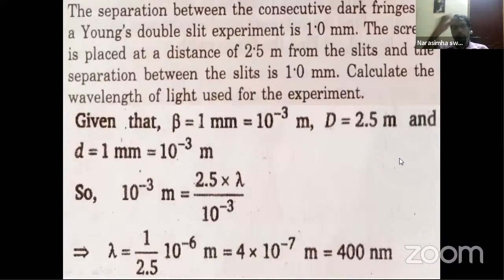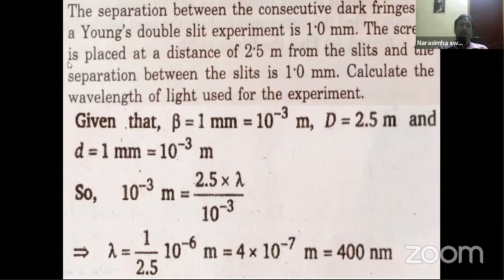Here is the next problem. The separation between the consecutive dark fringes in a Young's double slit experiment is 1 millimeter. So the consecutive dark fringes are separated by some distance; the beta value is given as 1.